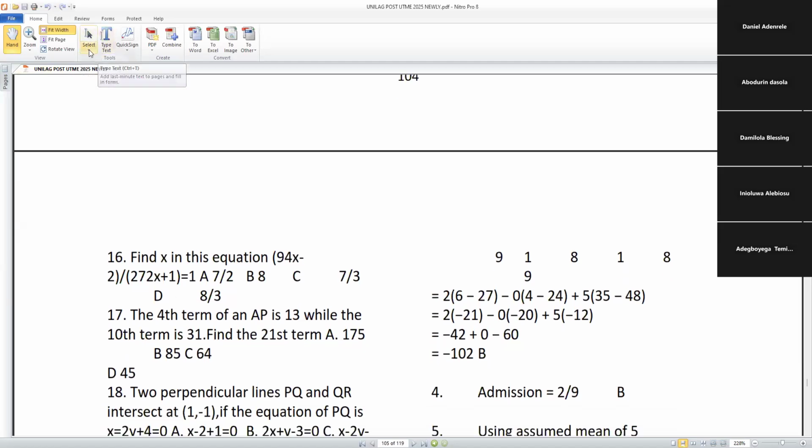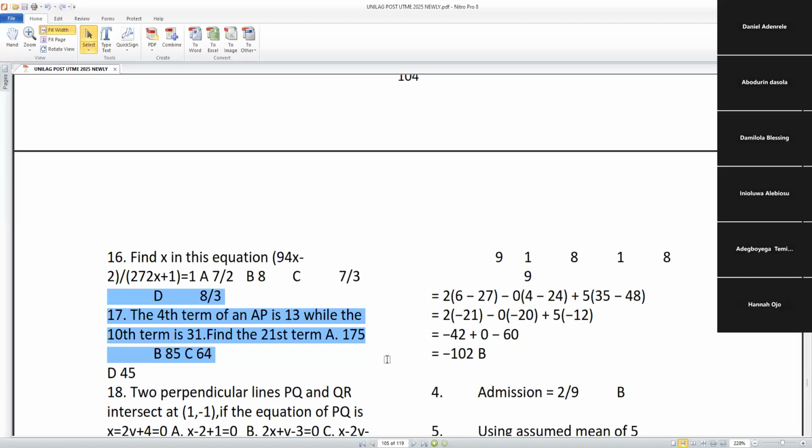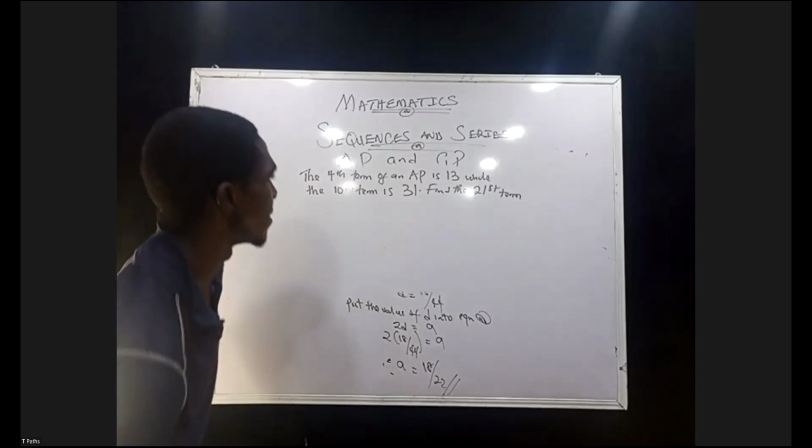Now, the next question I have here also defines an AP. It says, the fourth term of an AP is 13, while the 10th term is 31. Find the 21st term. Here's another question for us to learn what an AP is.